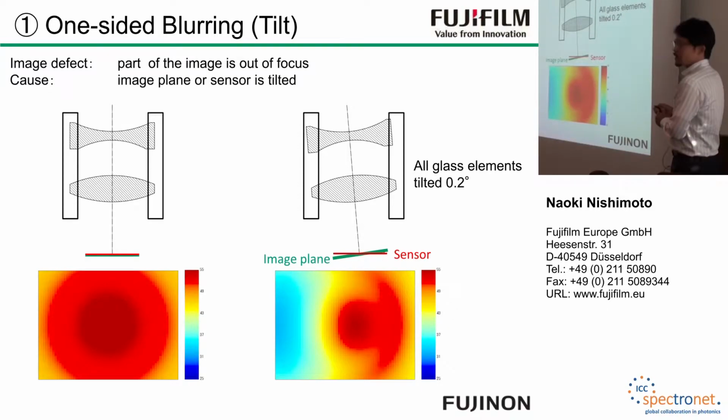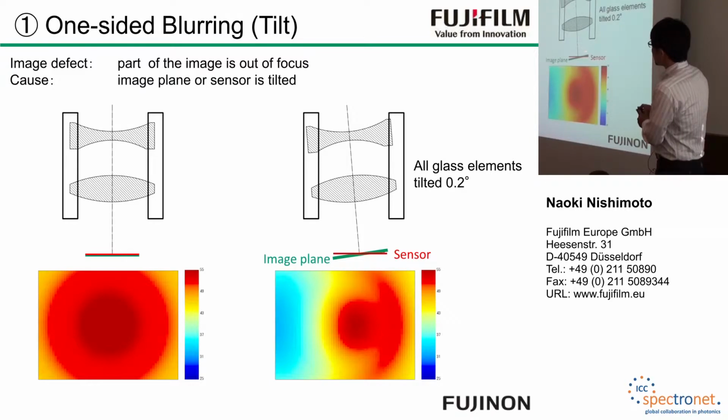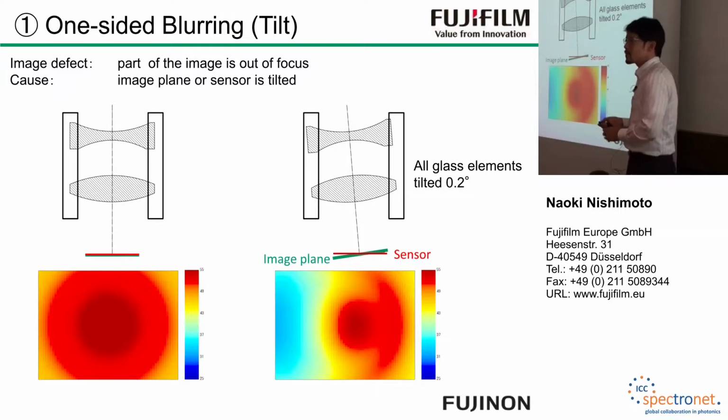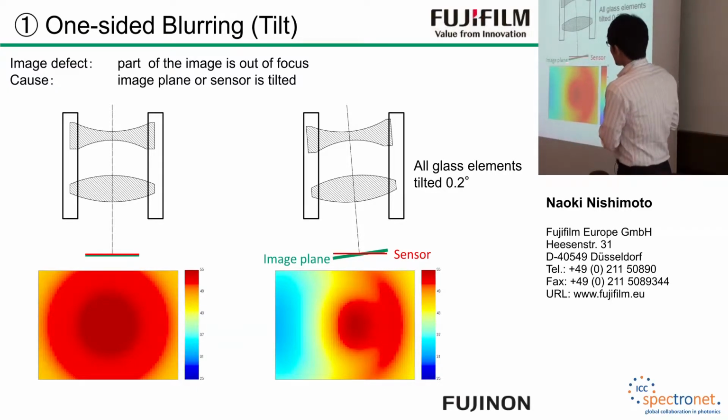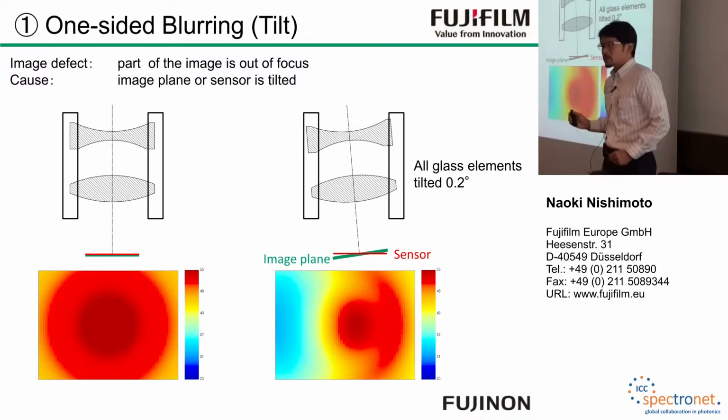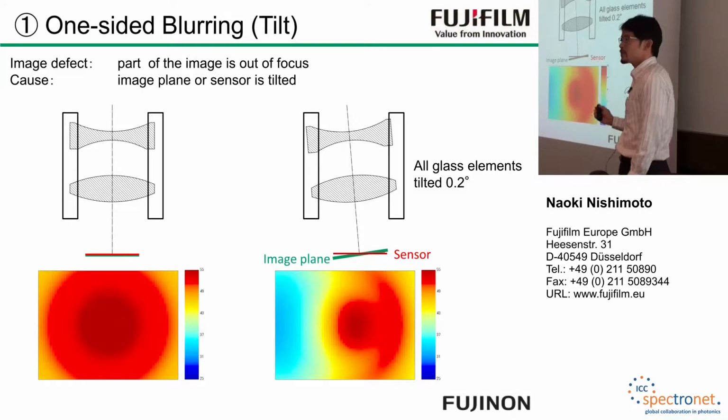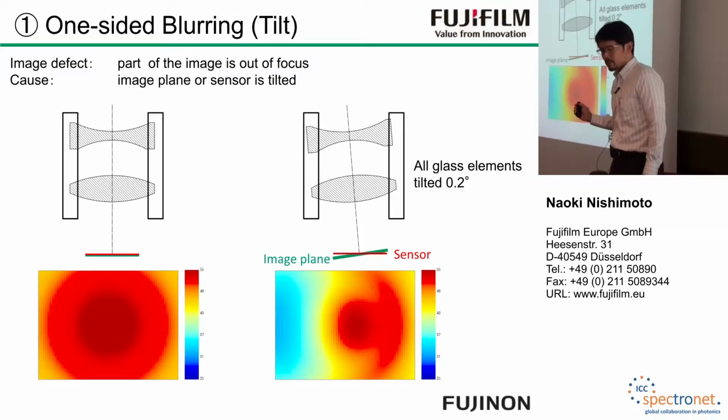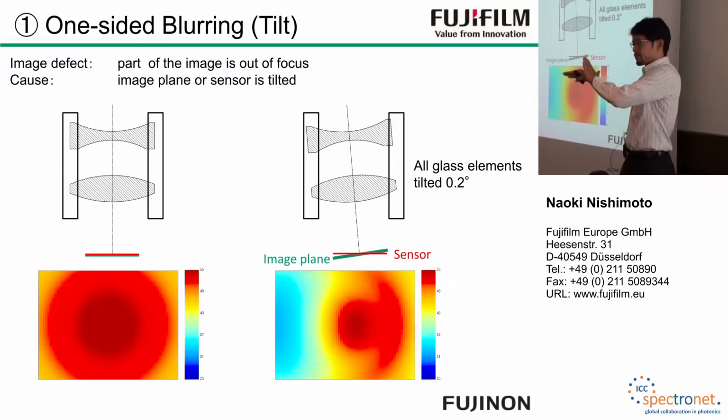But the actual situation is like this. Image plane and sensor are tilted. And then only one side is in focus, and the other side is defocused. Then the resolution becomes like this. Only on one side can we get high resolution, but on the other side, low resolution. So we cannot detect anything. So the first image defect is one-sided blurring. The cause is that the image plane or sensor is tilted.